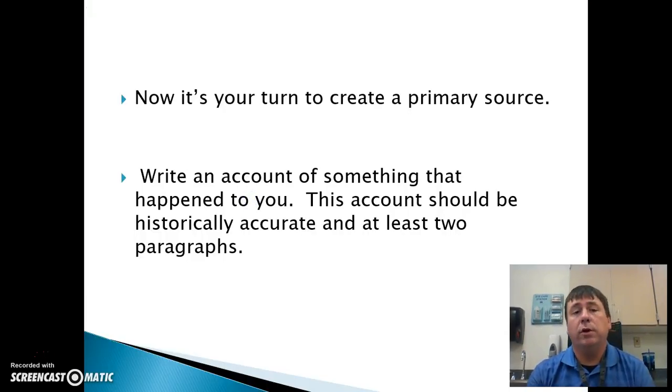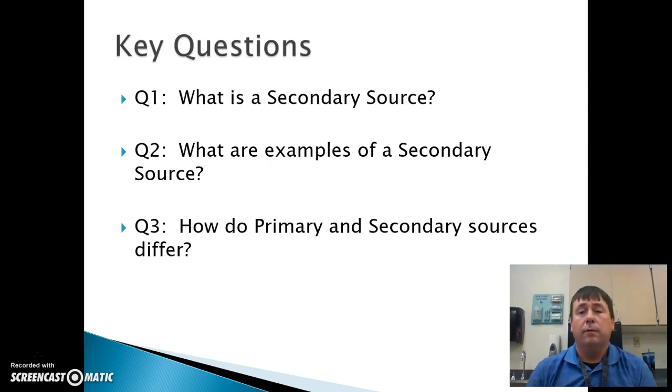So for tomorrow when you're in class, we'll discuss our primary sources as well as our secondary sources, which will be coming up. Then you will complete this portion of your assignment tomorrow in class with my guidance. For secondary sources, this will be pages 3 and 4 of your notebook. What is a secondary source? What are examples of a secondary source, and how do primary and secondary sources differ?